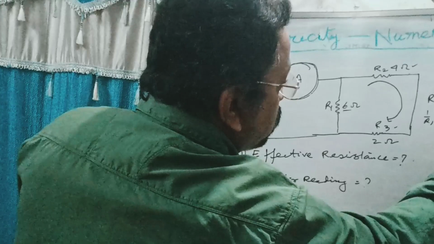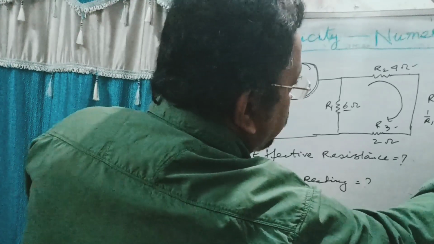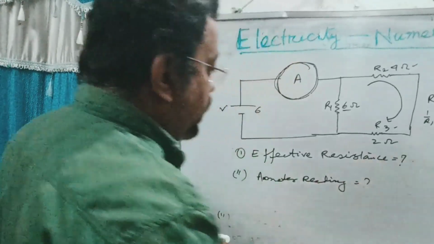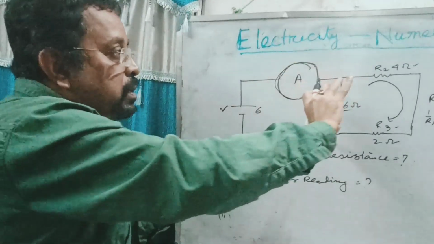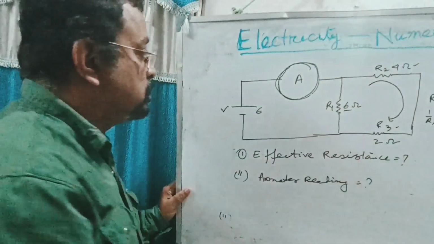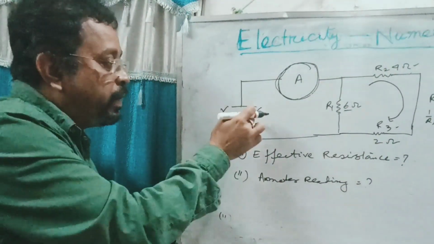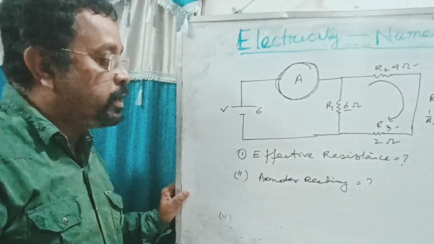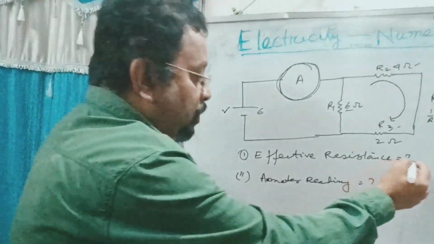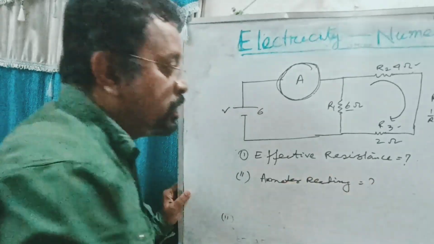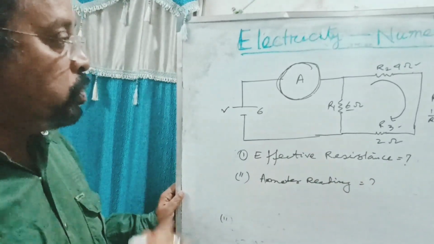And 1 by the equivalent resistance of R1, R2 and R3 will definitely equal 1 by R2 plus R3, plus 1 by R1. So you can find the resistance from here. Once you find the resistance, you divide the potential by it, and you will get the reading in the ammeter. Clear? So you do it.